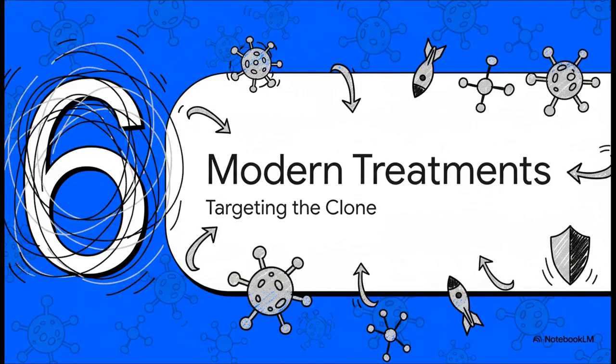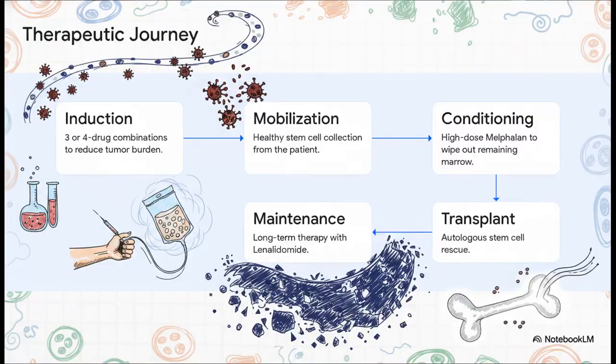Finally, Section 6, modern treatment strategies. We know the enemy, we see the damage, we know how to track it. So, how do we use modern pharmacology to launch targeted strikes against this rogue clone? Let's see how this builds into an intense, multi-step standard of care, especially for fit patients, usually younger than 70. The main goal here? Massively reduce the tumor burden.